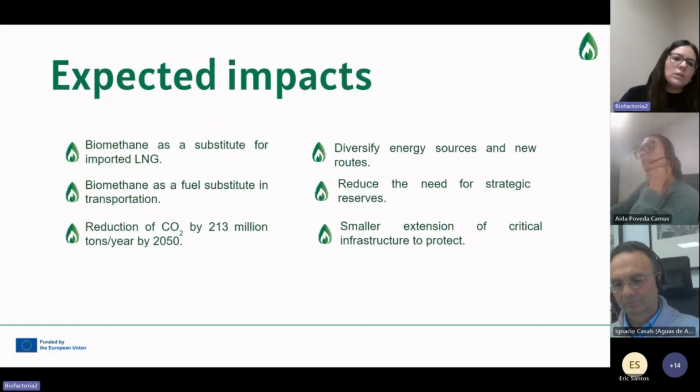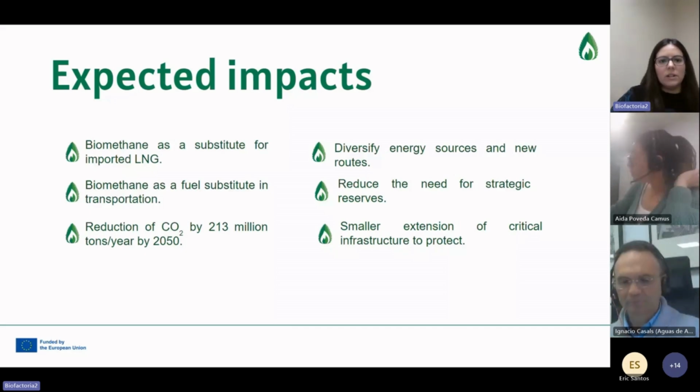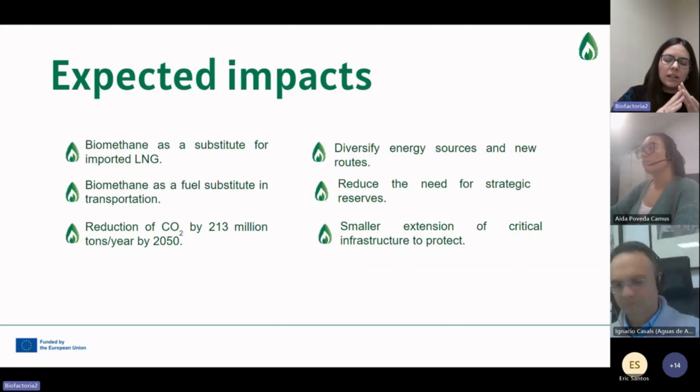And finally, in our expected impacts is, of course, having a more efficient, cleaner and sustainable energy source, as well as safer. And here we have biomethane as a substitute for imported liquid natural gas. We know that biomethane has a calorific power equivalent to natural gas. And just to give some data here, for example, in 2020, 81.6 million tons of liquid natural gas were imported. So the idea is to replace around 30% with biomethane in line with the European 2050 targets.